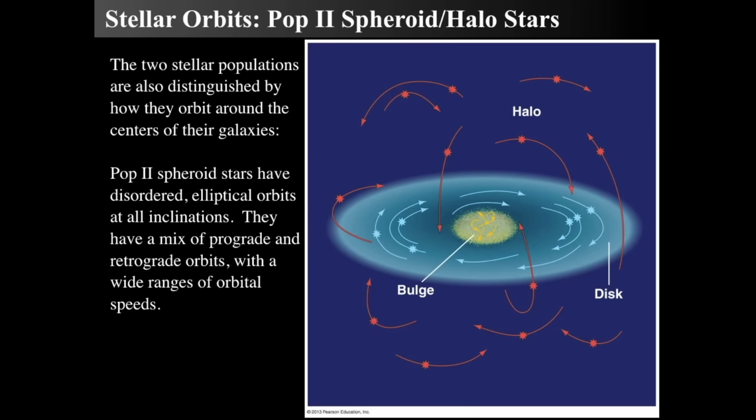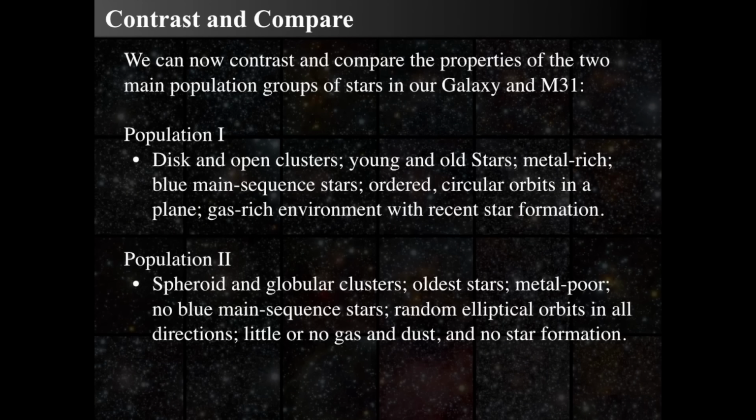They orbit the center of mass just like the disk stars do, but they orbit in incredibly random orbits. Some are going prograde, with the rotation, some are going against, some go up, some go down, some are elliptical, some are circular. It's kind of random. And now if we contrast and compare the two sets of stars, we find that there are two populations that Baade found in our galaxy and in M31.